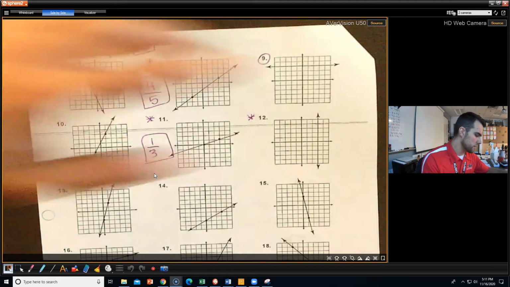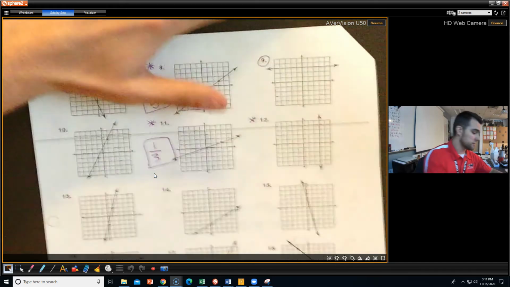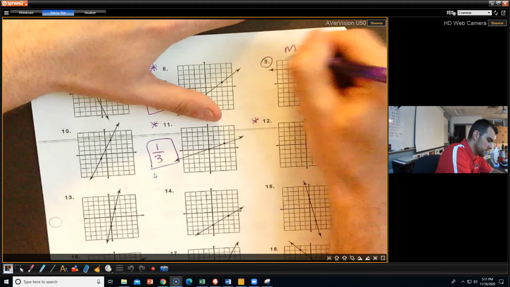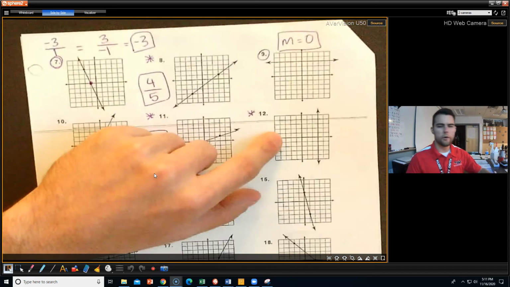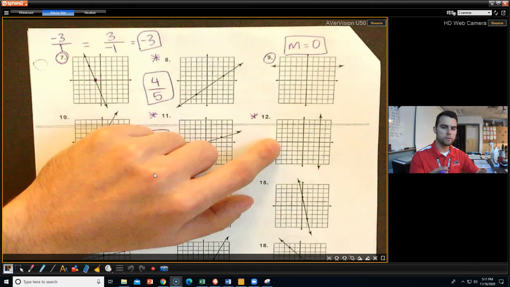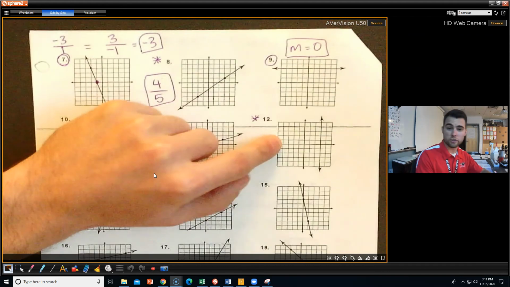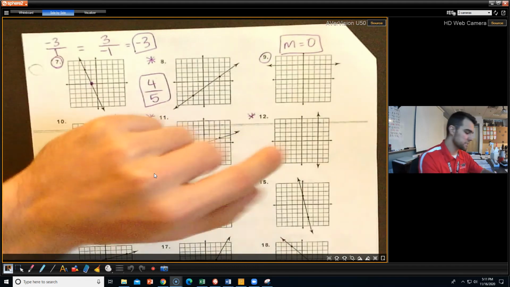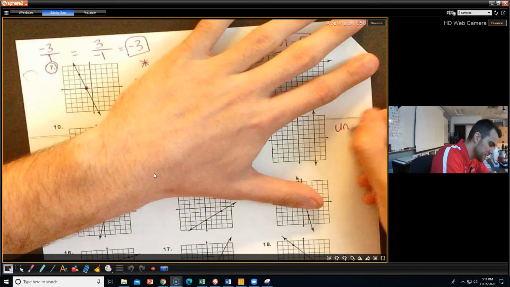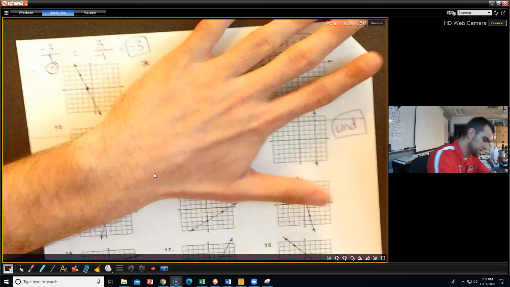Number 9, it's a horizontal line, so m equals 0. Okay. Go ahead and give number 12 a shot, and go. All right, that one probably shouldn't have taken too long. It's a vertical line, so without even doing anything, we know that this is an undefined slope.